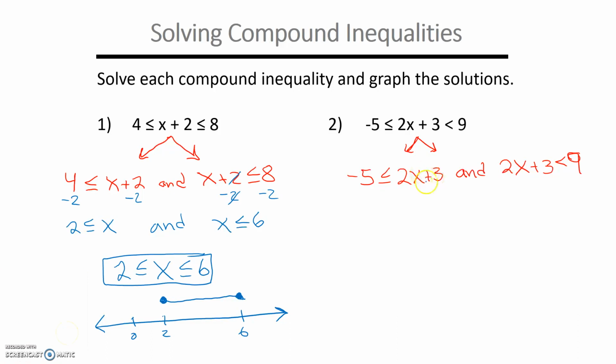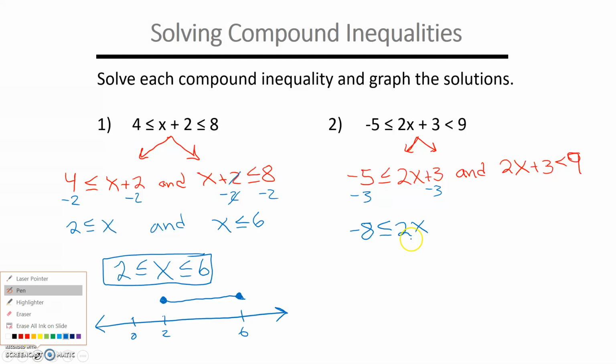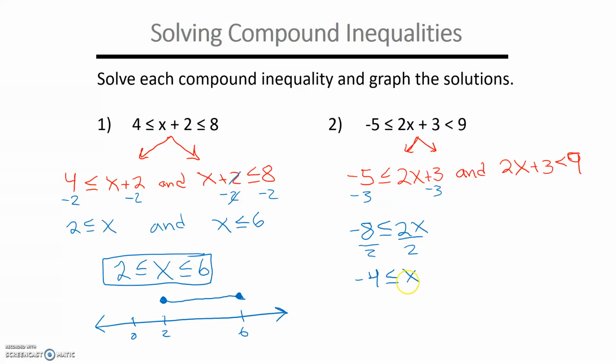I first begin by getting rid of my 3, so I say minus 3 to both sides here. Negative 5 minus 3 is negative 8. Negative 8 is less than or equal to 2x. All right, I have to do one more step here. I have to divide both sides by 2. When I divide both sides by 2, negative 8 divided by 2 is negative 4. Okay, less than or equal to x.